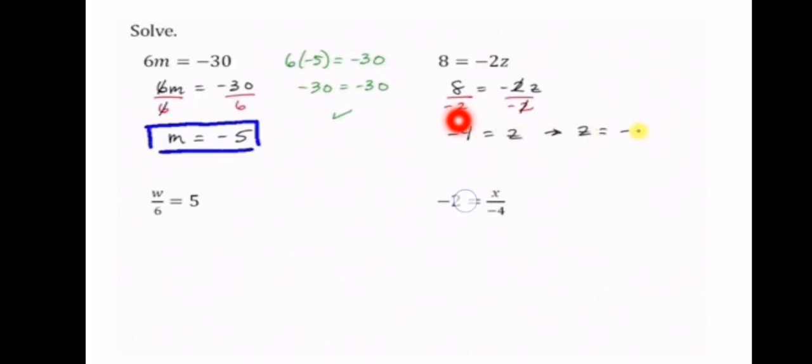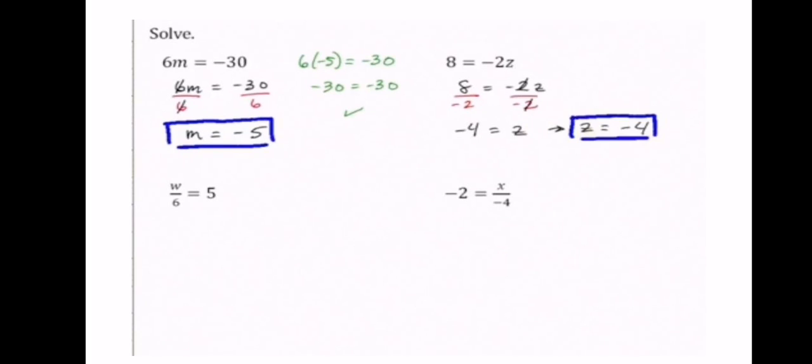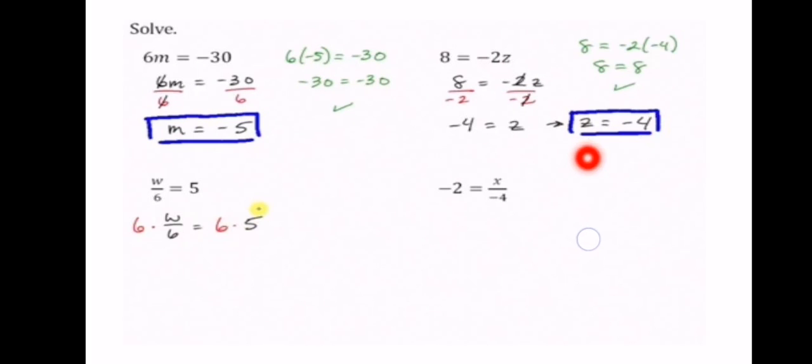When I divide by negative 2 on both sides, here negative 2 will cancel the multiplication, so I will have z. On the other side, 8 divided by negative 2 will give me negative 4. So z equals negative 4. To check that my answer is correct, what should I do? I will take the value of z and substitute it in the original equation. So I will have negative 2 multiplied by negative 4, which gives me 8. So both sides are the same, so my answer is correct.